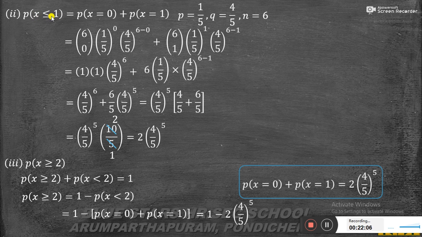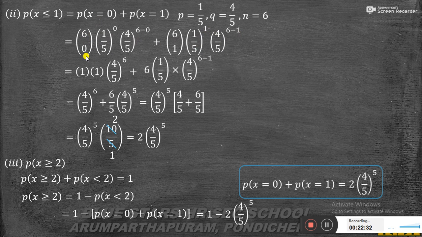So probability of x less than or equal to 1 means we take the probability of x equal to 0 plus probability of x equal to 1. We know the p values, q values and n values. So now we write the binomial distribution: 6C0 (1/5)^0 (4/5)^(6-0) + 6C1 (1/5)^1 (4/5)^(6-1).